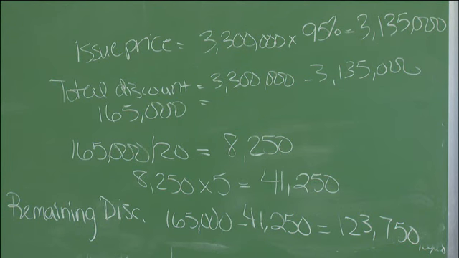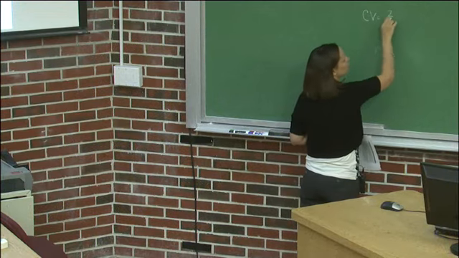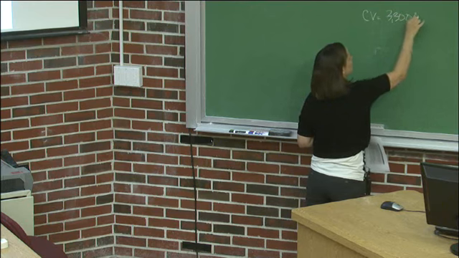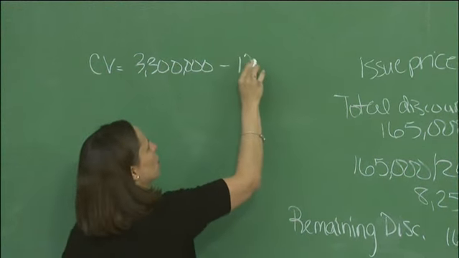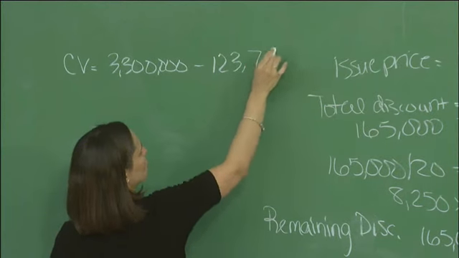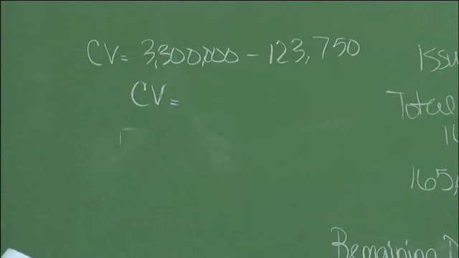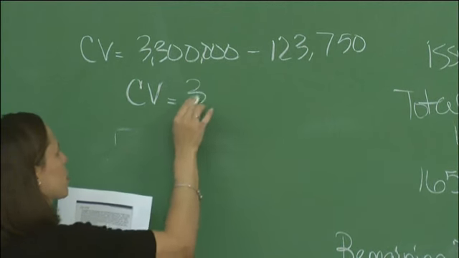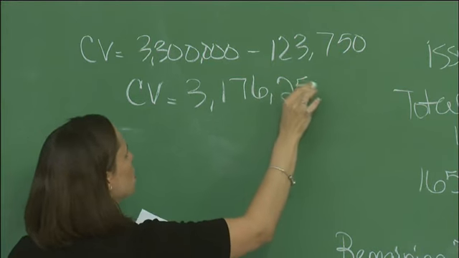Okay, so the carrying value when these are converted is the maturity value of $3,300,000 minus the unamortized discount of $123,750. That means our carrying value equals $3,176,250.